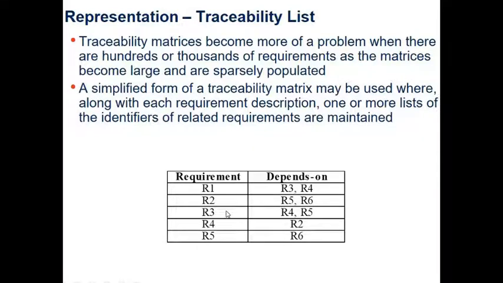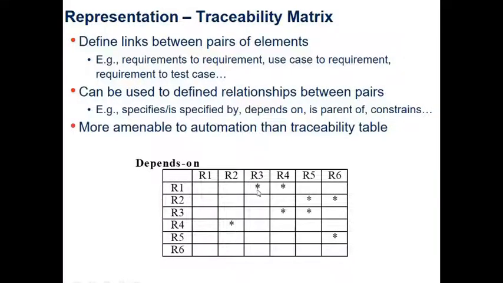So for example, you have the requirements here and depends on. With the traceability matrix, you had the relationship depends on, and you have all the requirements listed this way and all the requirements listed this way to identify which requirements depend on which. Right? So requirement 4 depends on requirement 2. Requirement 1 depends on requirement 3. Requirement 1 also depends on requirement 4. Requirement 2 depends on requirement 5 and requirement 6.